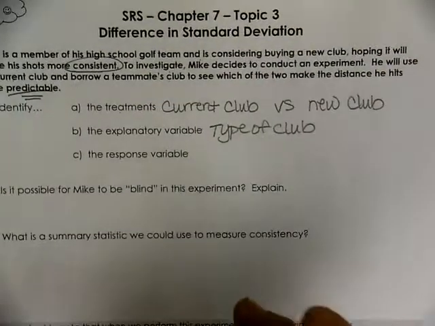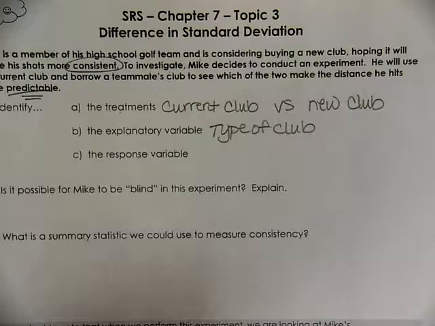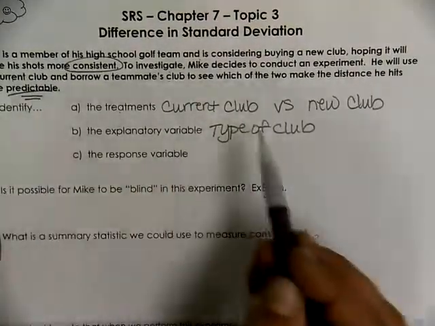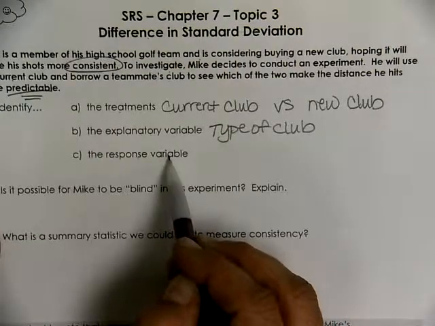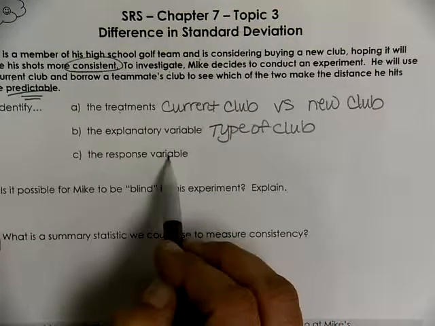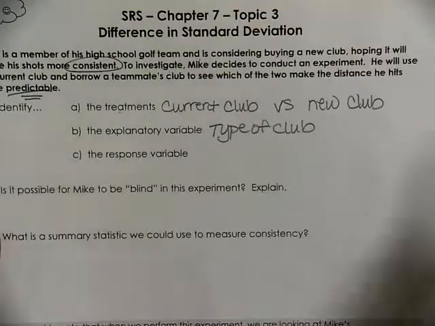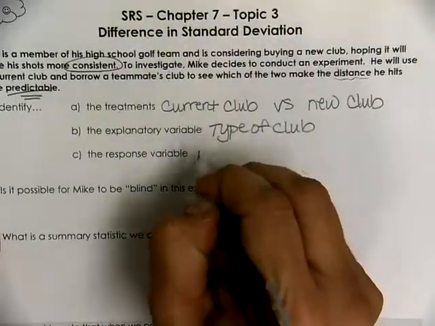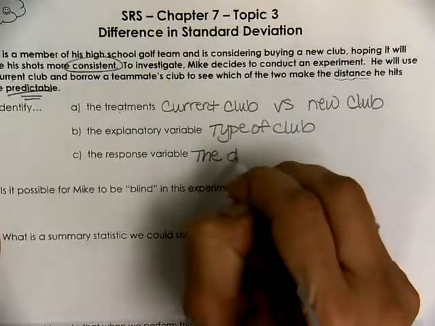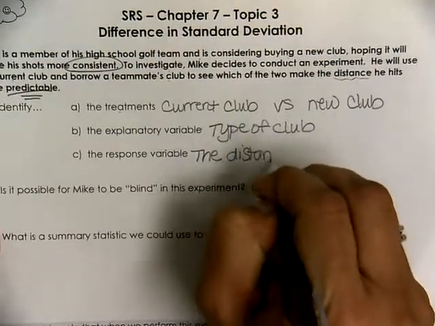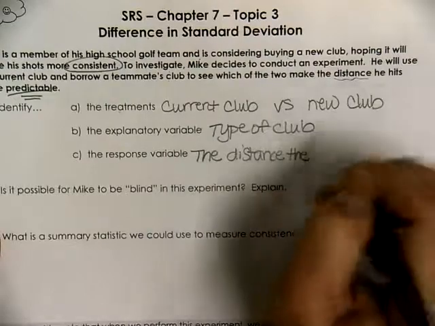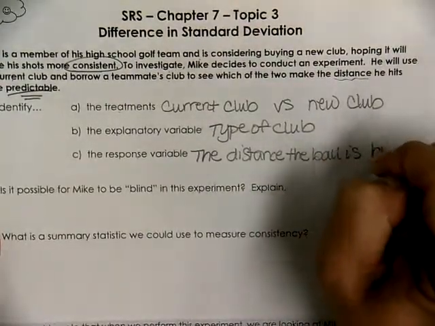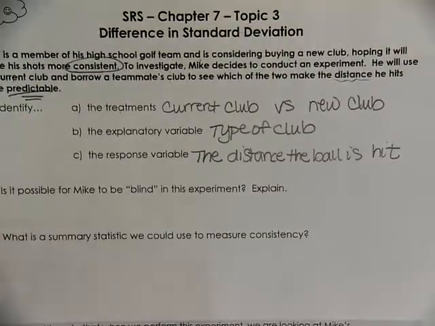And the response variable in this case, we're looking to see if it's about the distance to be predictable. So in this case, it's going to be something that we can measure. In the past, our response variable has been like a success or a failure. But in this case, we're actually able to measure the distance. So let's make that our response variable, that it will be the distance the ball is hit.